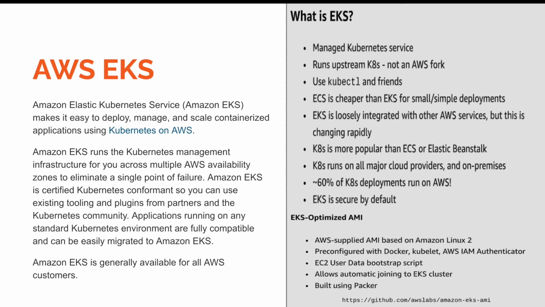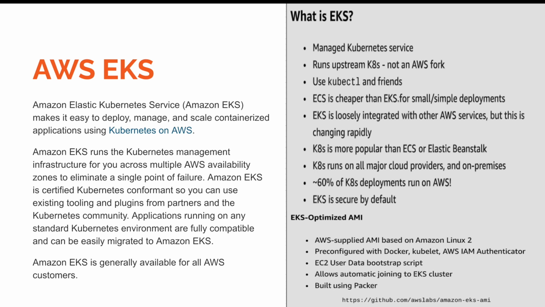Okay, so some points that need to be noted. What is EKS? It's a managed Kubernetes service. It runs upstream Kubernetes, not an AWS fork, which means an actual Kubernetes cluster is running. Use kubectl and its friends, that is kubectl and the ecosystem, whatever plugins and everything are available. It will all be applicable here.